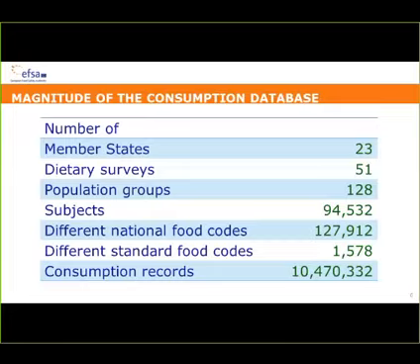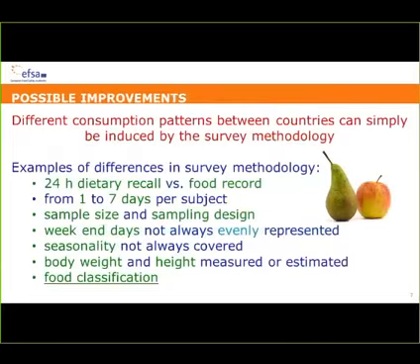So the other question is how this database could be improved. A few years ago, we already started to see that in each member state, they use different methodologies to collect this kind of information. For example, the 24-hour recall versus the food record is already a different methodology that could bring different results. The number of days per subject, the sample design, the sample size, and above all, the food classification. So these are all differences that could bring uncertainty when comparing data from different countries.